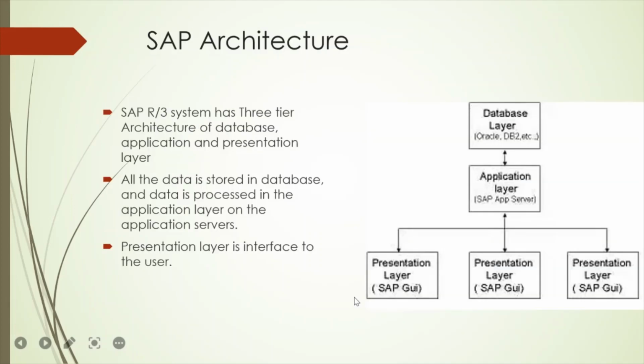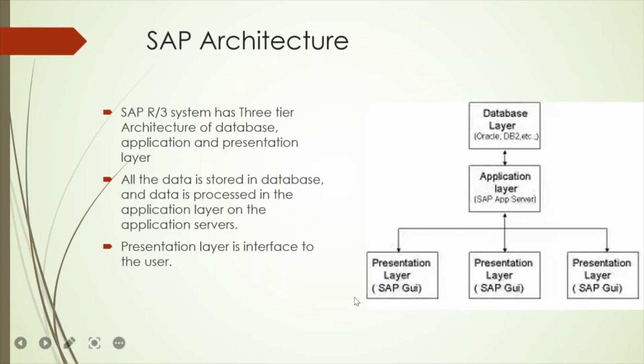Now let's move on to the next slide, which is SAP architecture. Before moving further, we also need to understand the architecture of SAP. SAP has the R/3 system. The SAP R/3 system has a three-tier architecture of database, application and presentation layers. You might have already seen that there are different kinds of architecture, 3-tier, 2-tier. SAP has a 3-tier architecture which comprises the database layer, application layer and presentation layer.